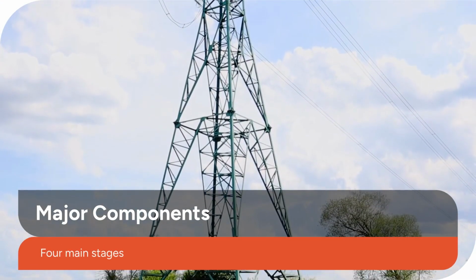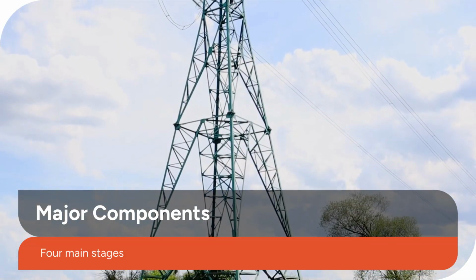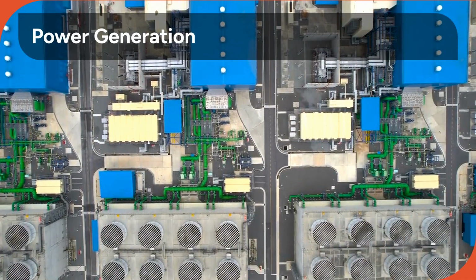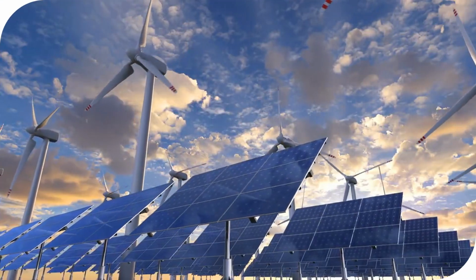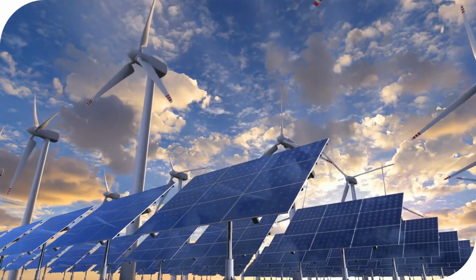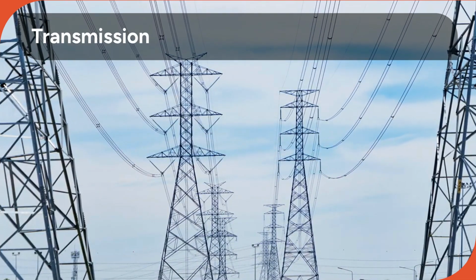The grid operates in four main stages: power generation, transmission, distribution, and delivery to the end user. It all starts with power generation, where raw energy is converted into usable electricity. Electricity is produced from diverse sources, including fossil fuels like coal and natural gas, as well as renewable sources such as wind, solar, and hydropower. Most power plants generate electricity using generators that convert rotational energy into alternating current, or AC, which is the standard used for the grid. Once generated, the electricity must be moved from the power plants to where it's needed.